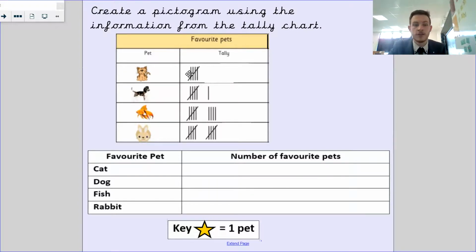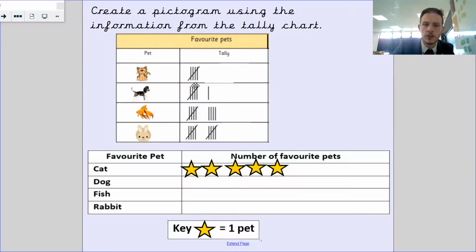So I don't need to count it because I know it's a full group with the line going through. That is 5. So I need to put how many stars there? I need to put 1, 2, 3, 4, 5. I need to put 5 stars there. How many dogs? How many people said that their dog was their favorite pet?